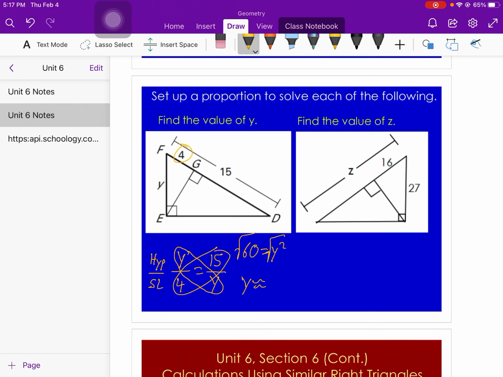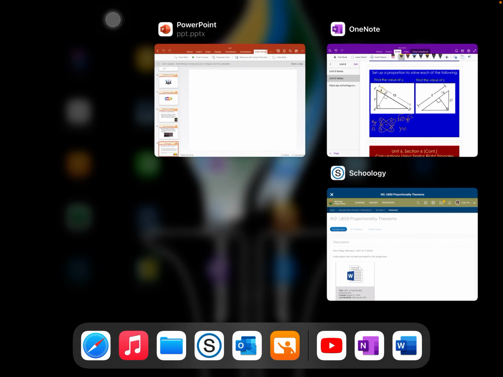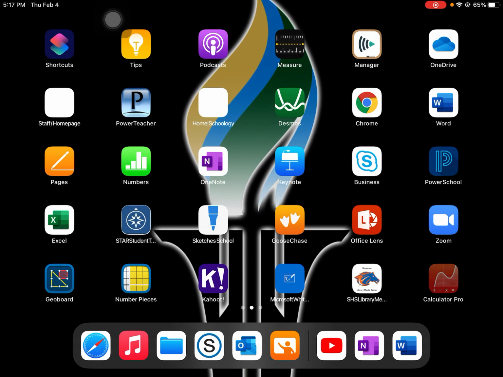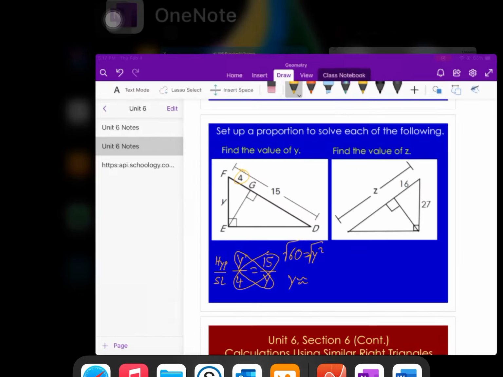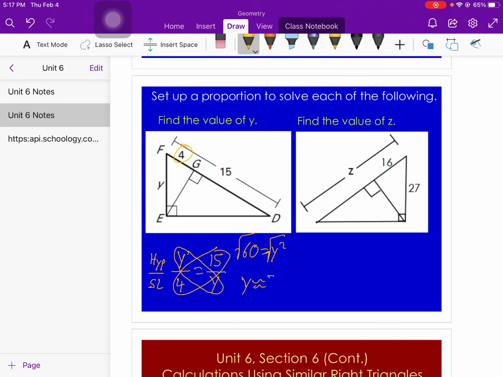And y ends up being, let me get my trusty calculator out here. So I want to find the square root of 60. I'm going to hit second, 60, and we get 7 point something. We're just going to round to 7.7. So it's about 7.7. All right, let's go ahead and do the same thing over here. Find the value of z.